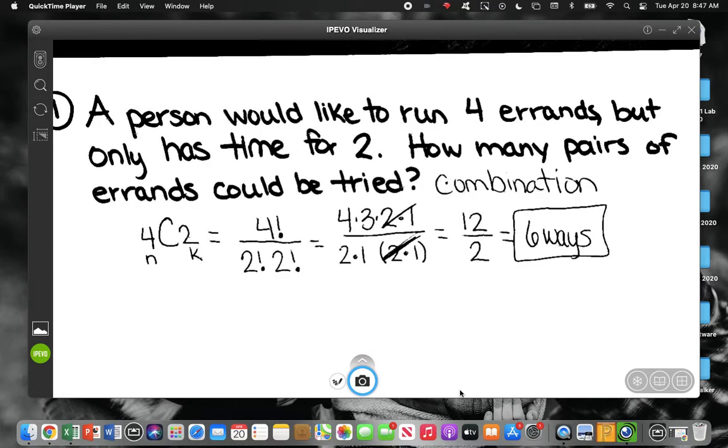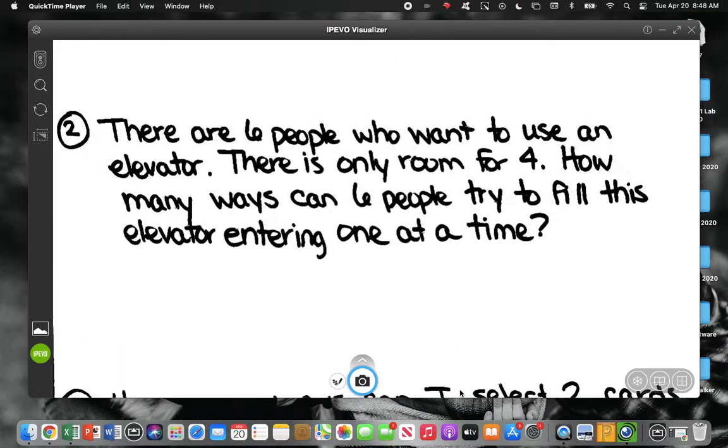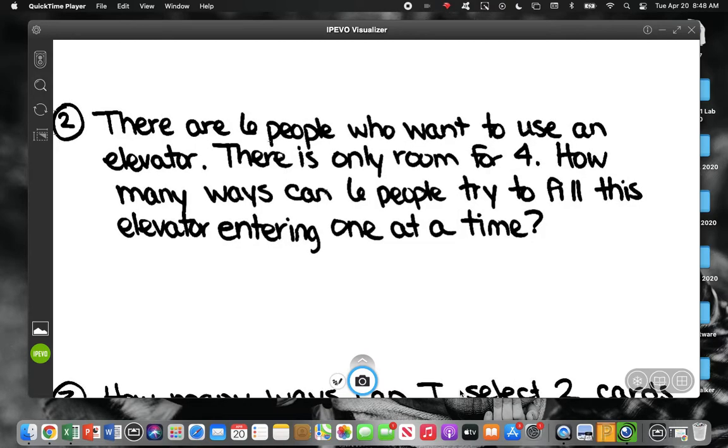Do you guys have any questions on that one? The first thing you have to ask yourself on every question is, does order matter or not? And once you determine that, then you go straight to whatever formula you are doing. So let's look at this second question. There are 6 people who want to use an elevator, and there's only room for 4. How many ways can 6 people try to fill this elevator if they enter one at a time?